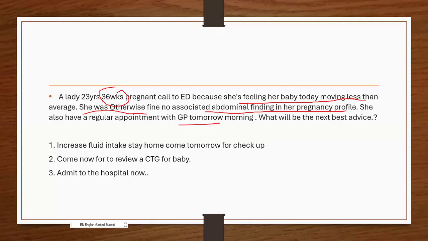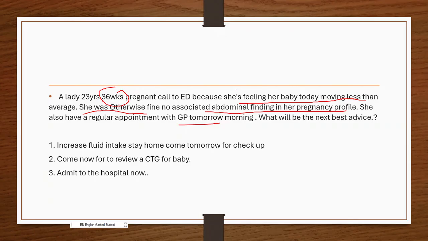Now, number 1 tells you that you are going to review her tomorrow: increase the fluid intake, stay home, come tomorrow for checkup. Number 2: come now for a review and CTG for the baby. So they are checking your plan, whether you are going to review her with a CTG today or see her tomorrow with these measures. Number 3: admit to the hospital now. Now here the mother is feeling the baby is not moving well.